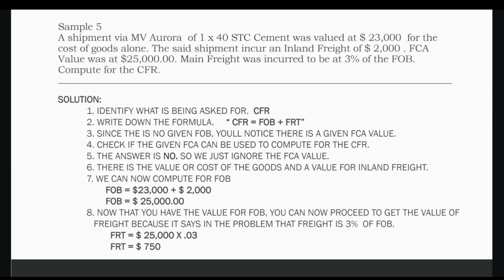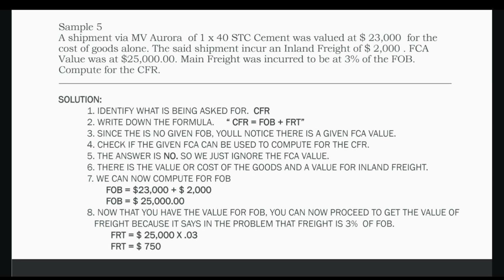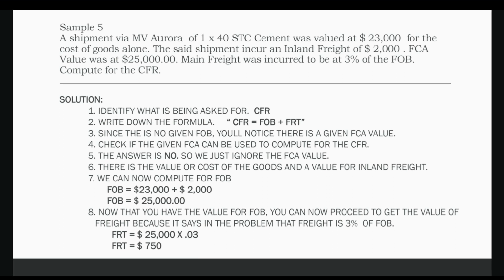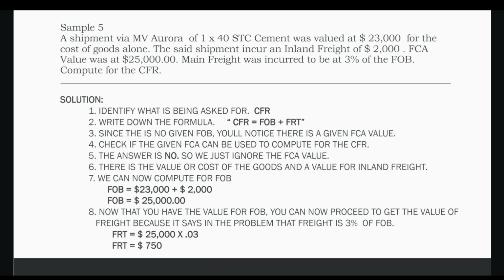Okay, if you look at the problem, we again first need to know what is being asked for. We need to identify what is being asked by the problem. In this case, the problem is asking us to compute for the CFR. The next thing that we need to do is to write down the formula for the CFR. The basic formula for the CFR is equal to FOB plus freight.